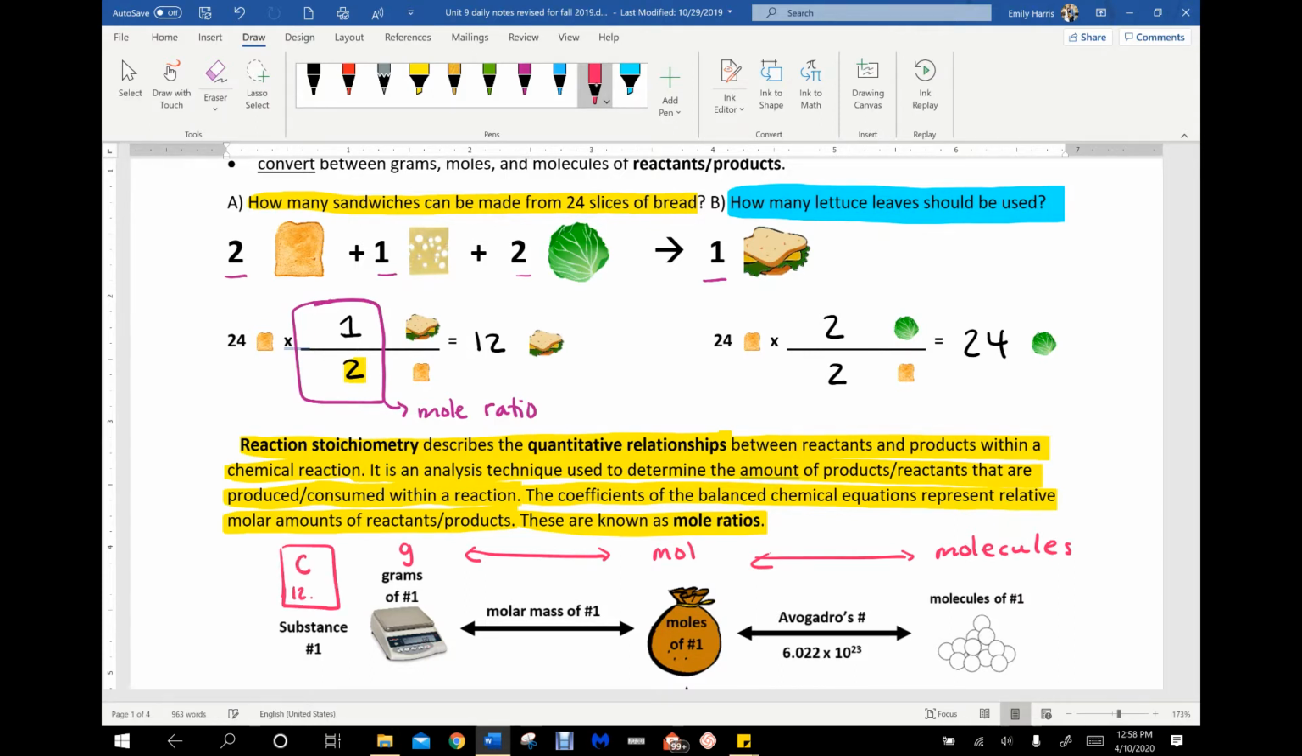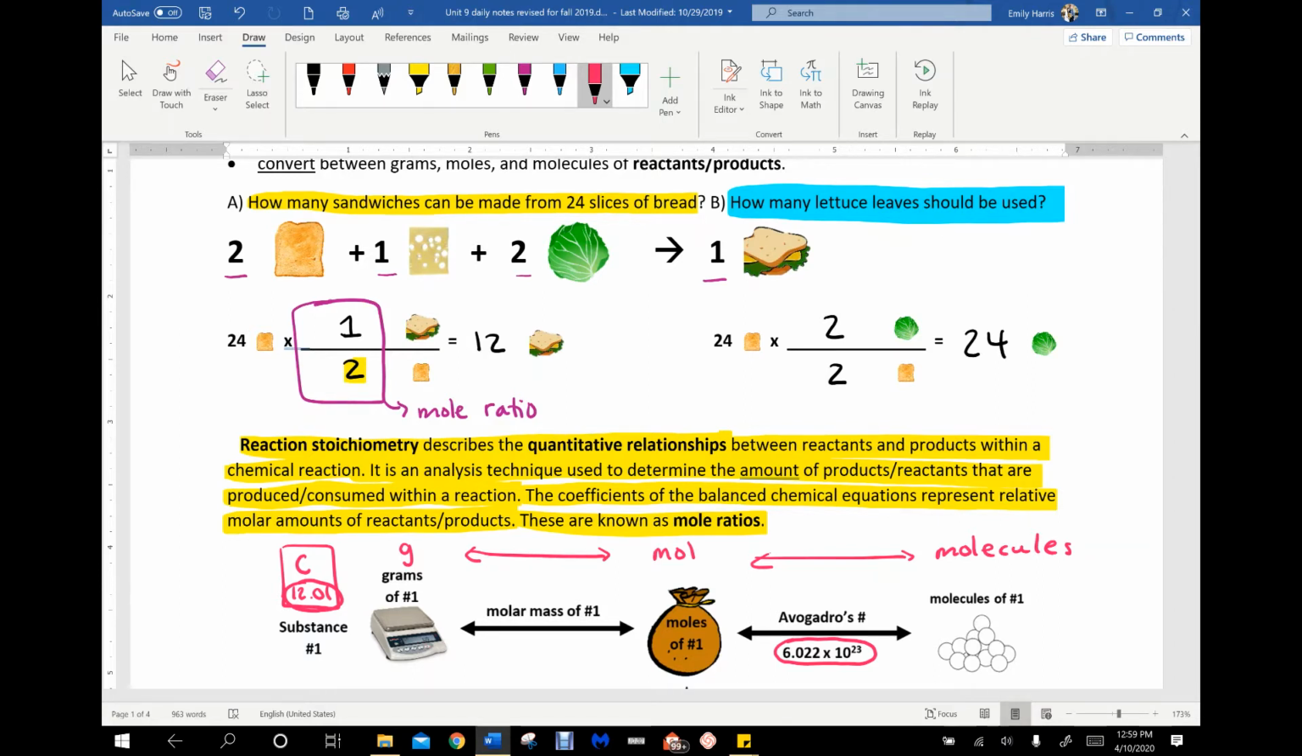The grams are found on the bottom of each element's square on the periodic table. The elements have a specific number of grams because they each have a specific molar mass. The molecules relate to Avogadro's number, which is 6.022 times 10 to the 23rd, and that tells us how many molecules are in a mole.